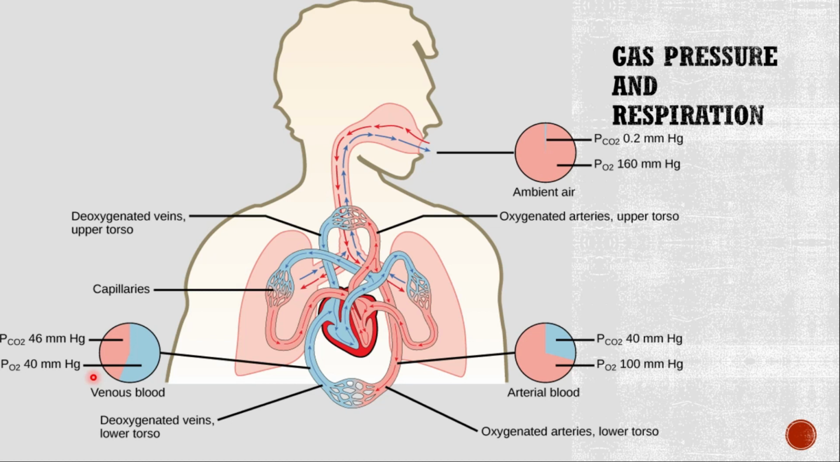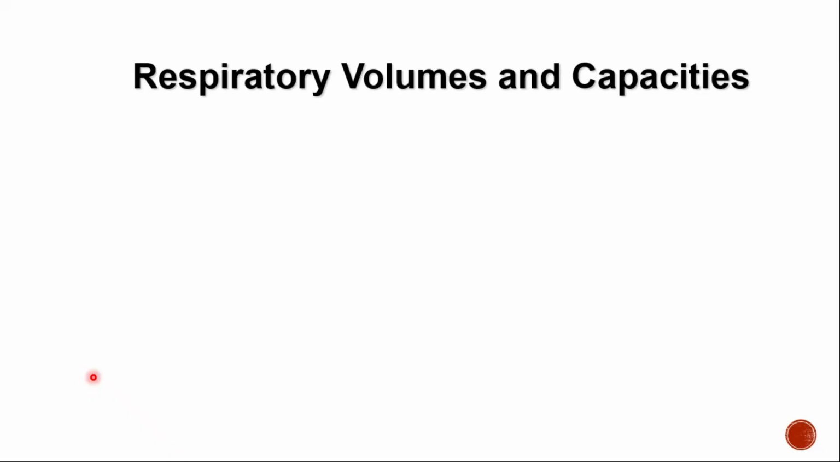The blood returning to the lungs through the pulmonary arteries has a venous PO2 of 40 millimeter mercury and PCO2 of 46 millimeter mercury. The blood enters the lung capillaries where the process of exchanging gases between the capillaries and alveoli begins again in the same way. So this diagram shows how the partial pressures of oxygen and carbon dioxide change as blood moves through the body. Respiratory volumes and capacities.